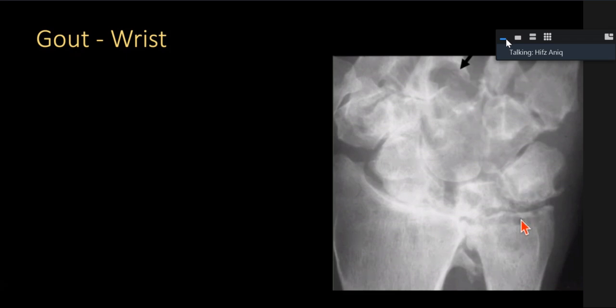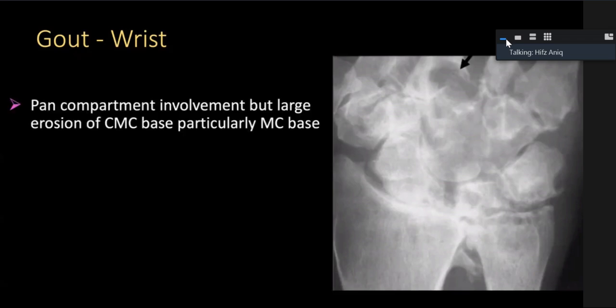So this appearance here can be due to rheumatoid. It involves the wrist. It has loads of erosions. There is no reduced bone density, number one. Number two, this erosion is not typical of rheumatoid arthritis. Fan compartment involvement, but a large erosion at the metacarpal base is typical of gout.